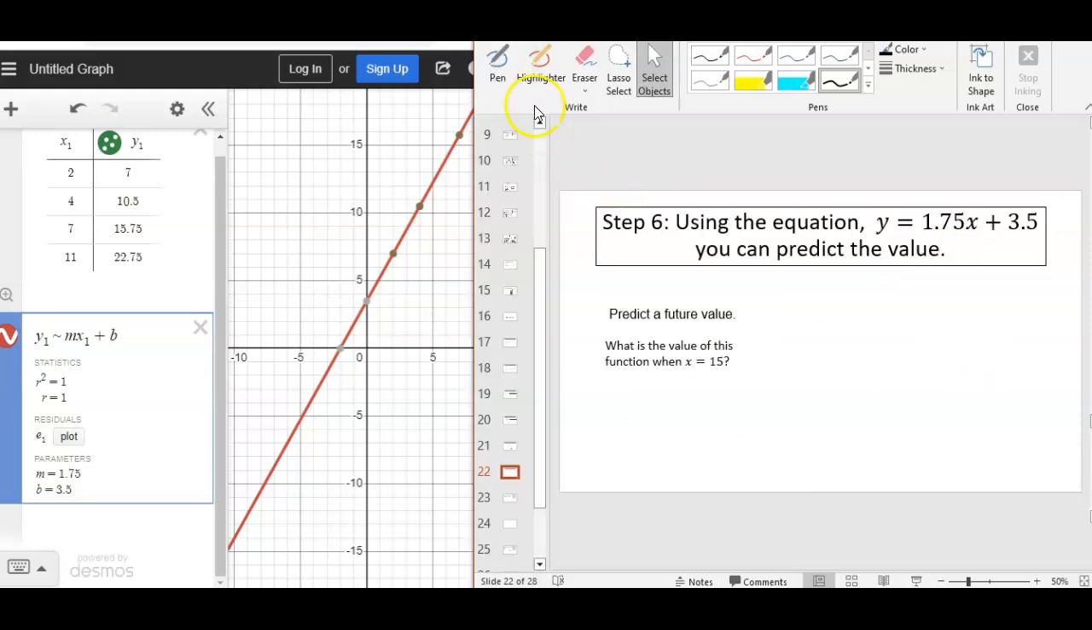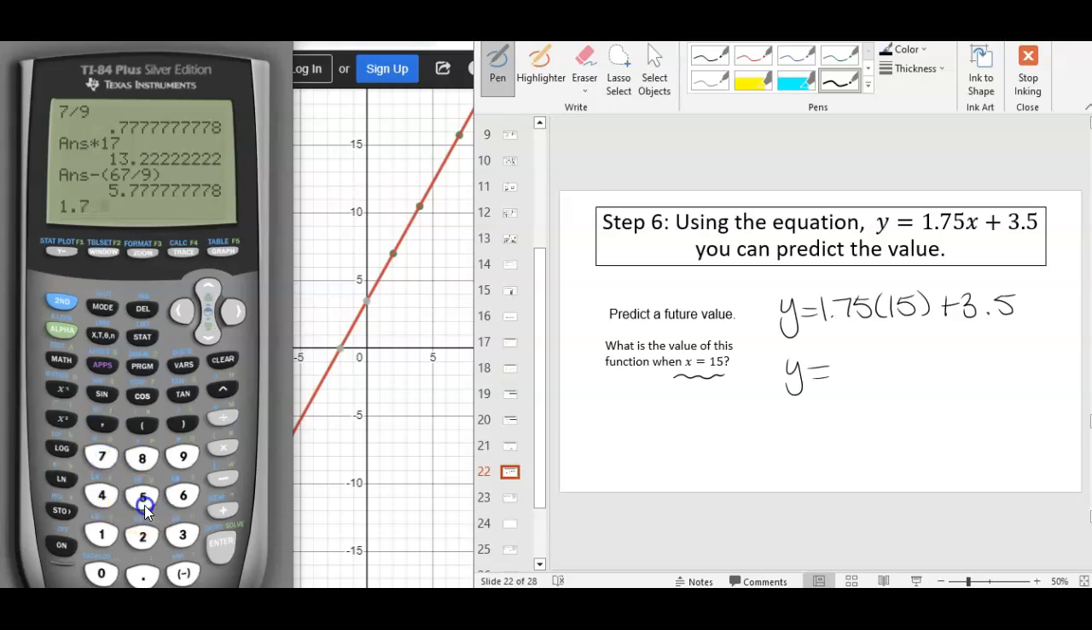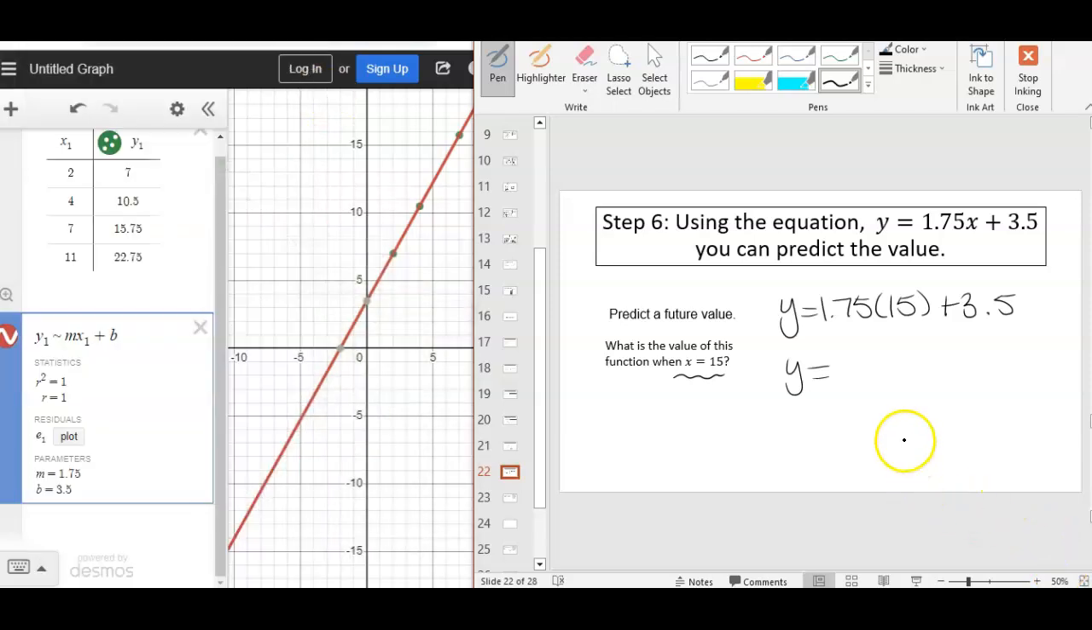Using the equation that you just wrote, you can predict a future value like we did in the previous problem. For example, if you want to find the value when x equals 15, you just say y equals 1.75 times 15 plus 3.5. You can just do that on your calculator. We are going to do 1.75 times 15 plus 3.5, and when you hit enter, that tells you 29.75. That's how you can evaluate a function at a specific value once you have your regression equation.